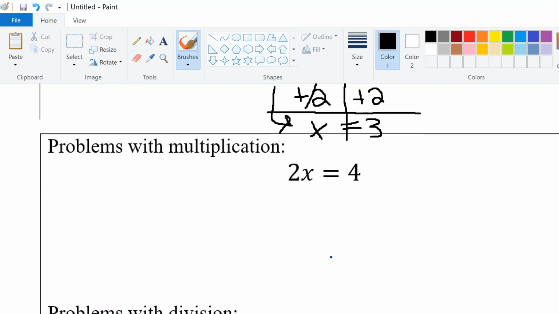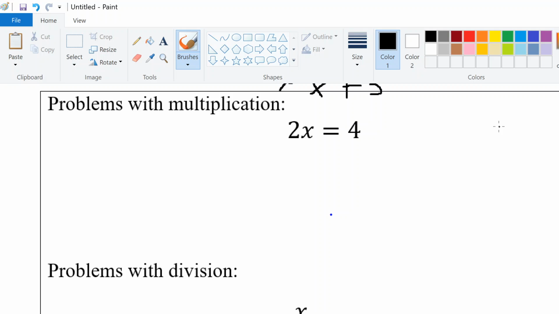Okay, now, what if I have multiplication and division, okay? It's the same exact thing, just some new operations, okay? So, I have 2x equals 4. And you may say, okay, Mr. Gardner, there's no multiplication sign here, right? Remember, if I have a number next to a letter, it means they're multiplied together. So I have 2 times x.